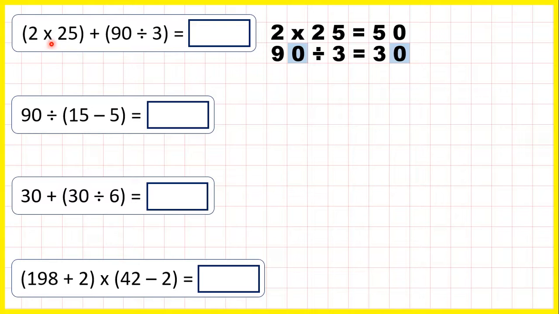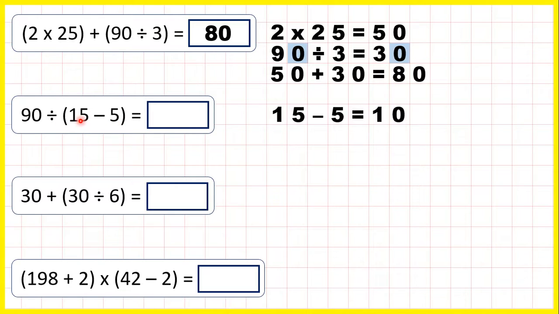So we've worked out what's in our brackets, and we have 50 plus 30. That gives us our answer, 80. Now 90 divided by 15 minus 5. We've got brackets, so we need to do what's in the brackets first, and 15 minus 5 is 10. So we work out 90 divided by 10, which is 9, so that's our answer.